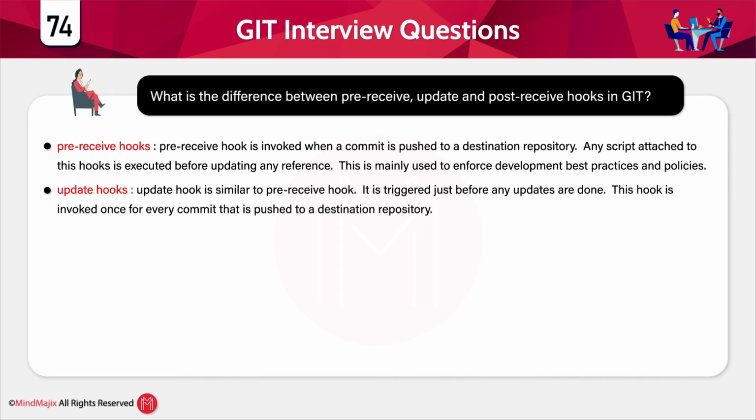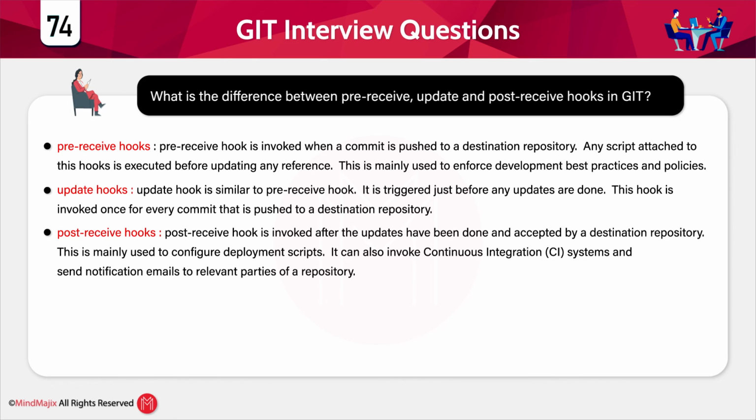Update hook. Update hook is similar to pre-receive hook. It is triggered just before any updates are done, like a trigger that fires before the occurrence of an event. Its corresponding script will be executed. This hook is invoked once for every commit that is pushed to a destination repository.